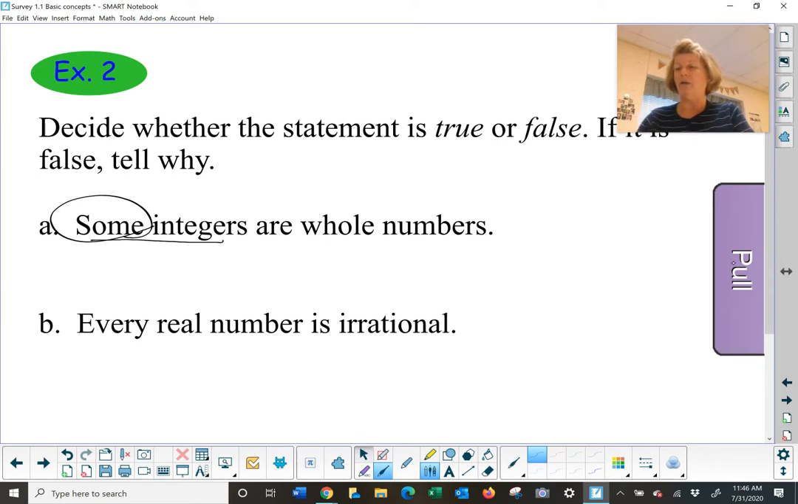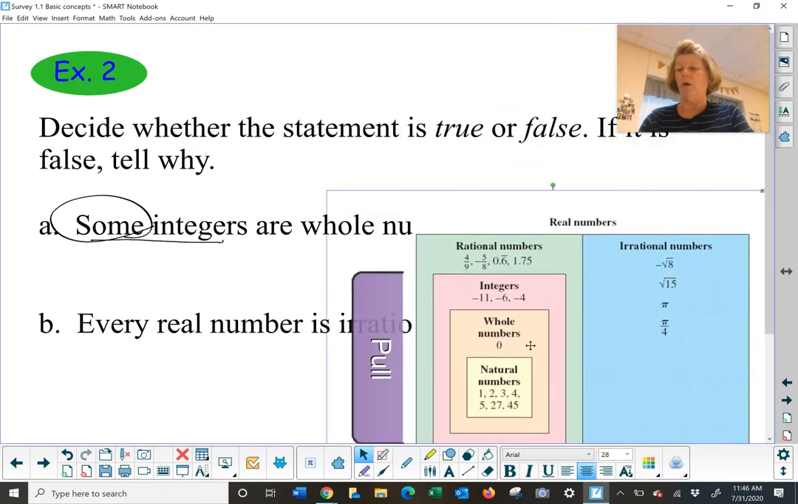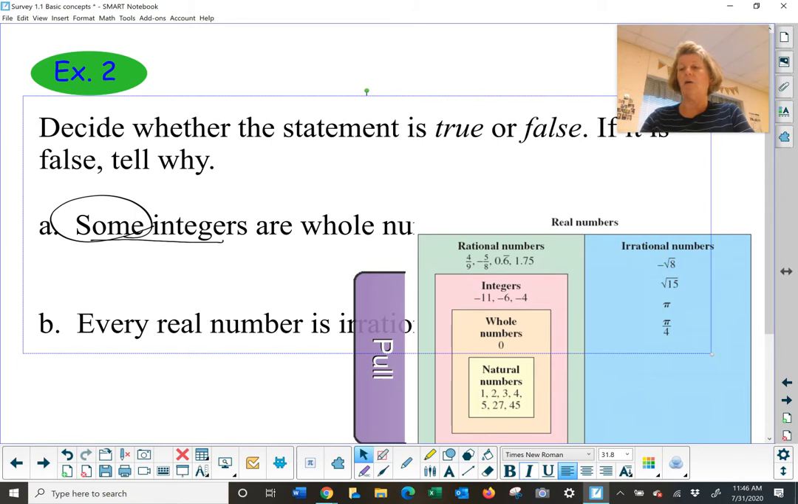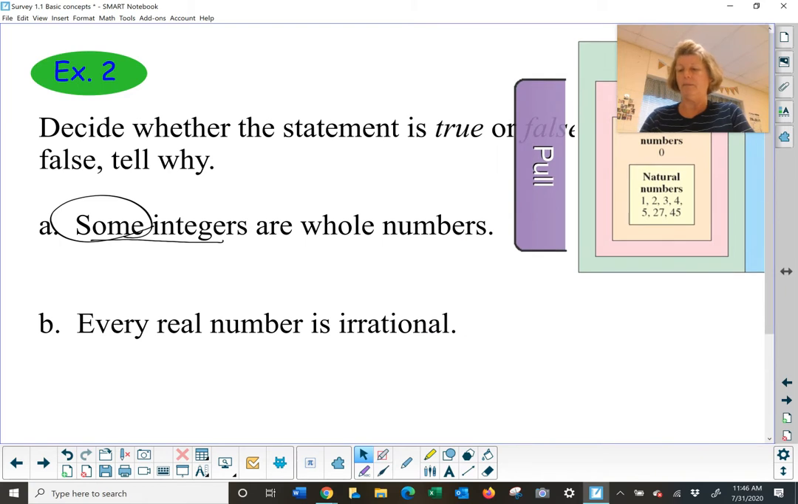And what I would like you to think of is maybe go back to this Venn diagram. Well, whole numbers are within integers, right? So some integers are whole numbers. Yeah. Some integers, because 1, 2, 3, 4, 5 are integers and they are whole numbers. So I guess we get to say true for this one, wouldn't we? This would be true.